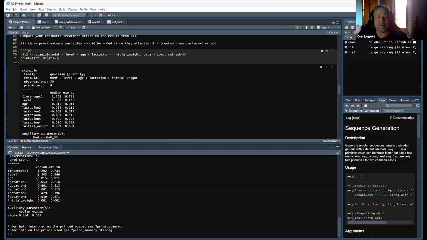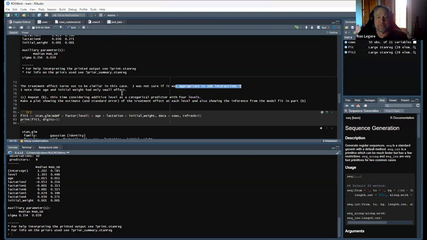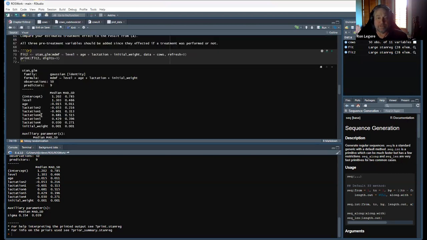Because it might matter, the older ones, maybe if they're lactating, how many lactate, but probably the age and lactation is probably correlated anyways. Lactation, remember, is the number of seasons of lactation.